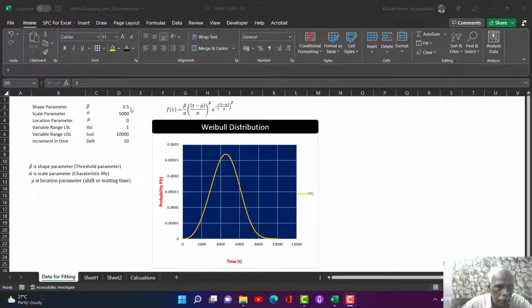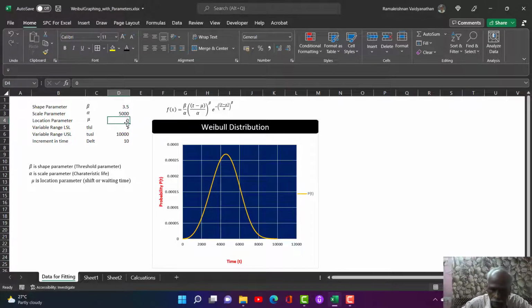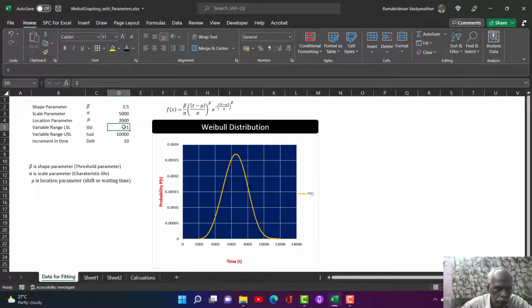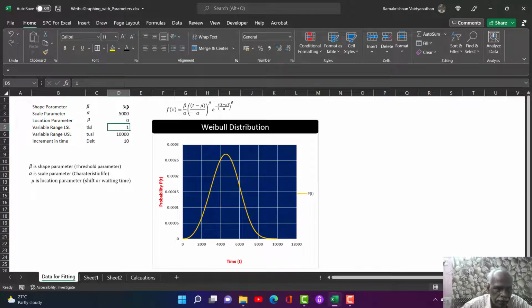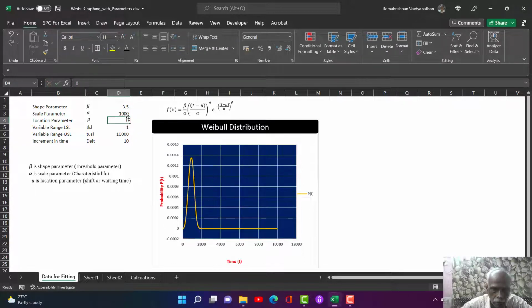Now we will change the parameter values and see what it does. The location parameter mu is 0. What does this mean? That means the location is starting from 0 here. If I make it 2000, then the starting point will shift from 0 to 2000. So this is shifting the curve. That is why it is called the location parameter. I'll keep it as 0 here. Now the scale parameter, I'll make it 1000 and see what happens. It is changing the scale of this.